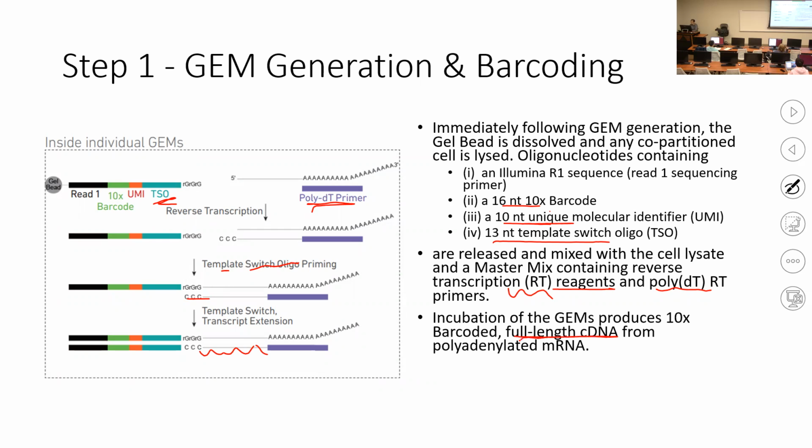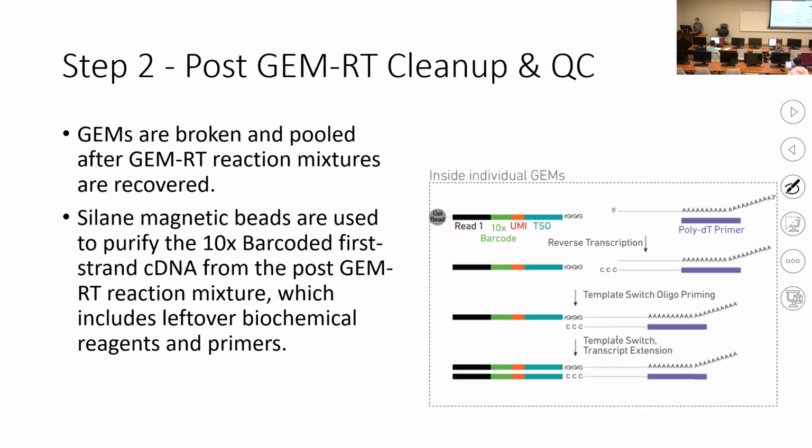It's actually already reverse transcribed, so that's cDNA from poly A. So step one is largely the same as conventional setup for this 10x Genomics Chromium. And step two is to do, again, the same, and you have a clean up and QC.